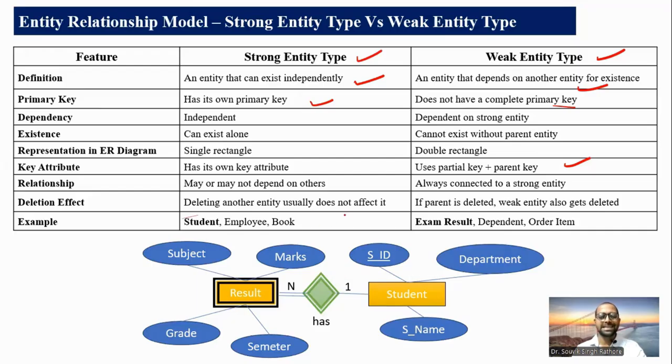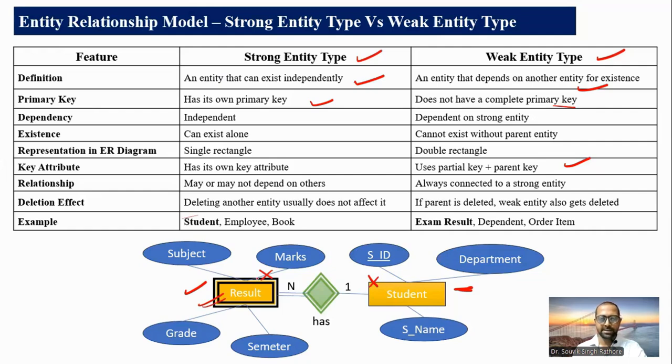So let me explain this diagram in detail. A student is a strong entity type over here. A student can exist independently. Now look at the result. Can this result exist without a student? Of course not. Every result must belong to at least some student. If the student data is deleted, automatically the result data won't exist. The corresponding result record will also lose its meaning. Therefore, result is here the weak entity type.